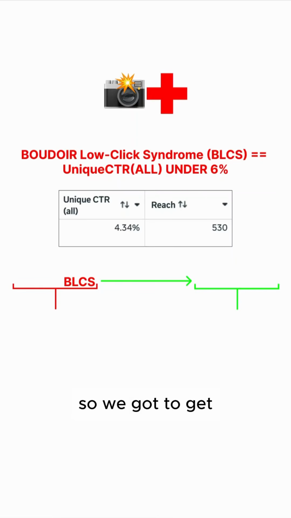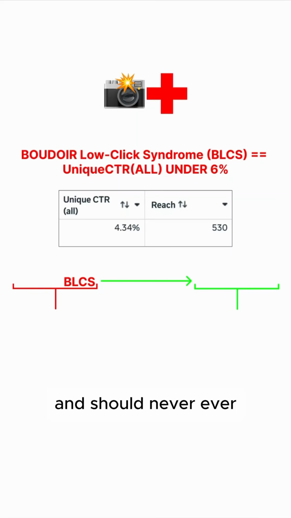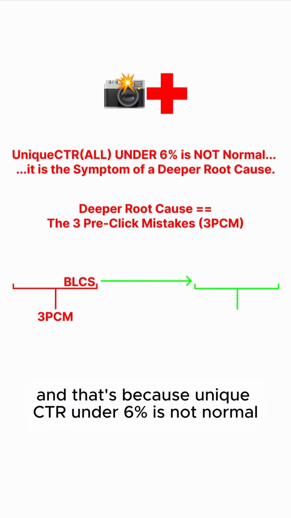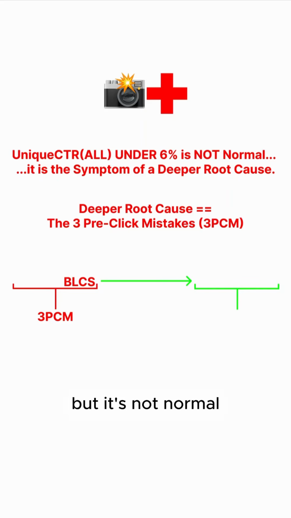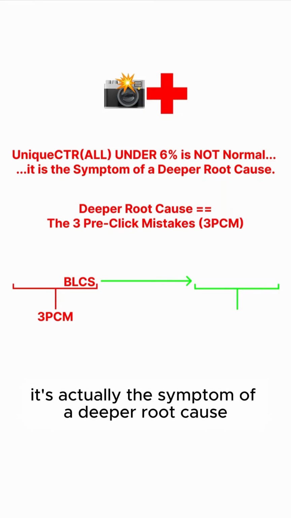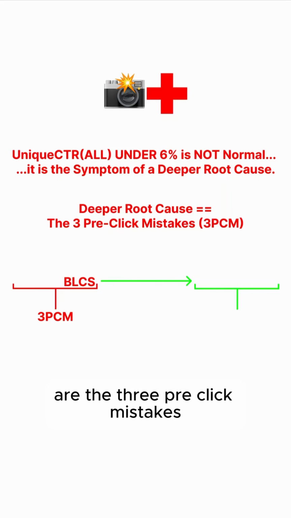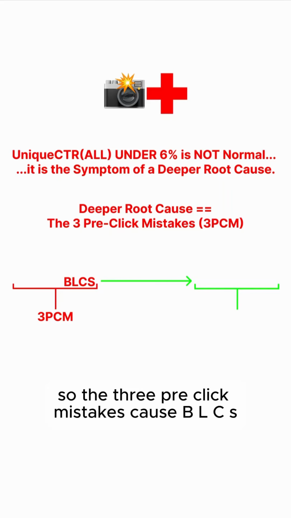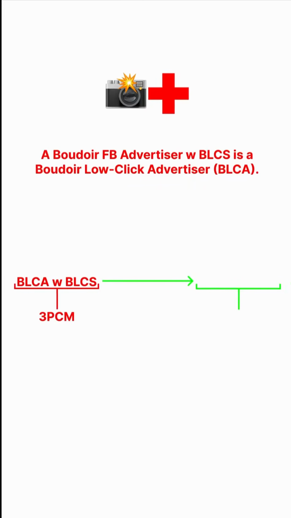So we got to get this number, unique CTR, up as high as possible, and it should never, ever be lower than 6%. Unique CTR under 6% is not normal. It's common because everyone's making all these mistakes, but it's not normal. It's actually the symptom of a deeper root cause, and that deeper root cause is the 3 pre-click mistakes. So the 3 pre-click mistakes cause BLCS. We'll go over those at the end of the video.